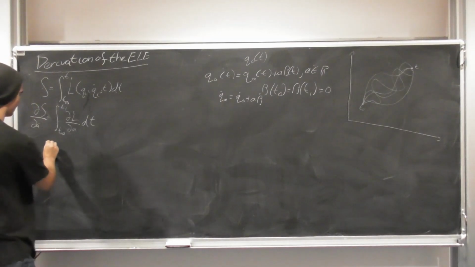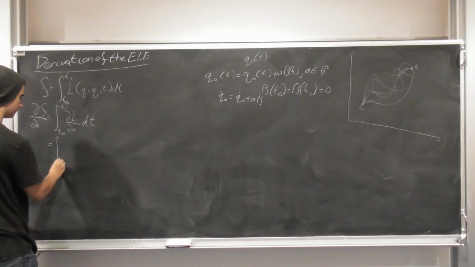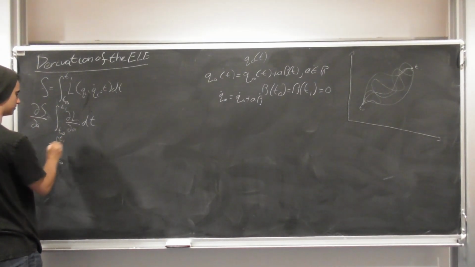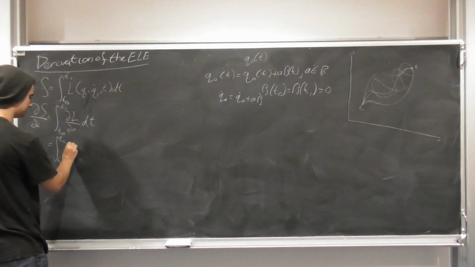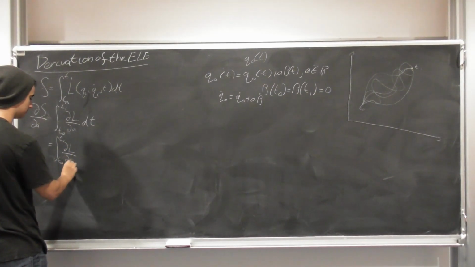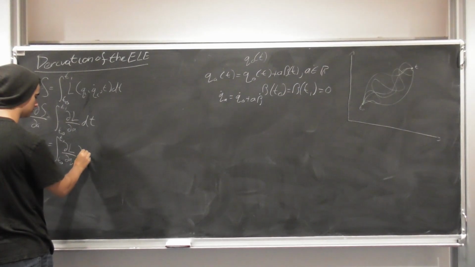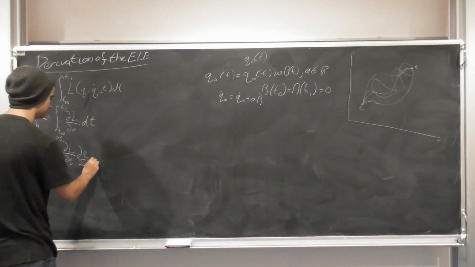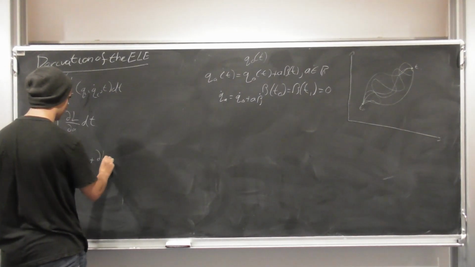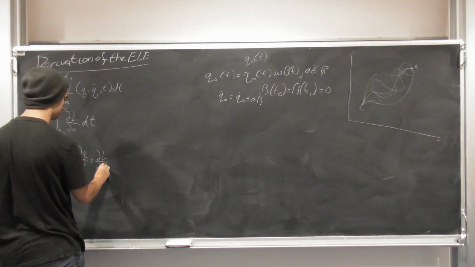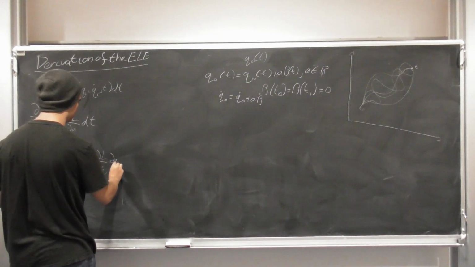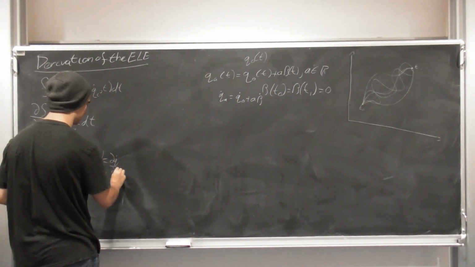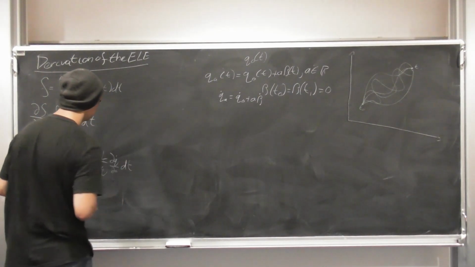Alright, and now using the chain rule, we can say this is the integral from t naught to t1 of ∂L/∂q times ∂q/∂a, plus ∂L/∂q dot times ∂q dot/∂a, dt.